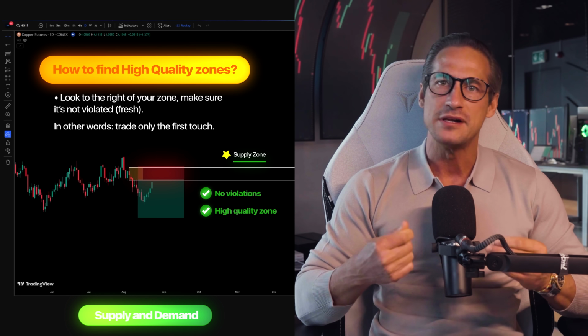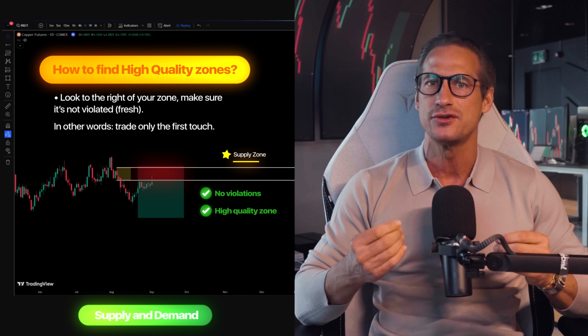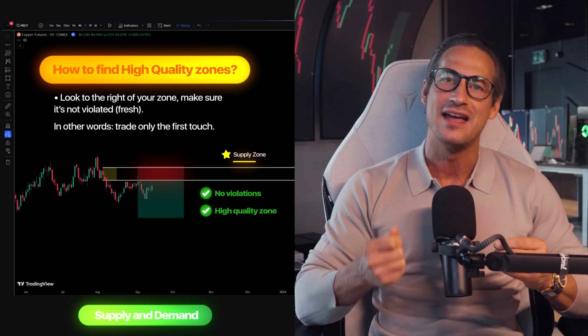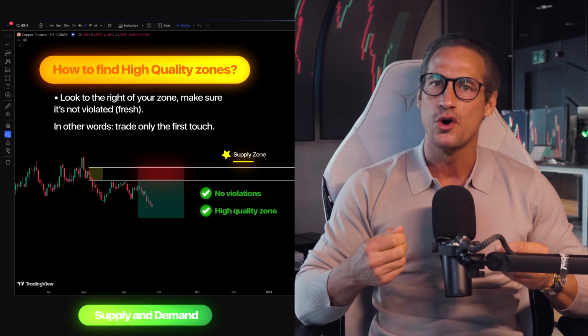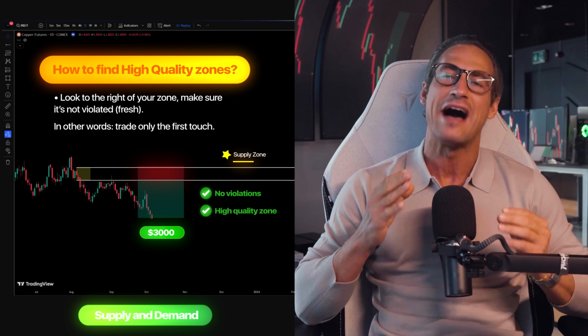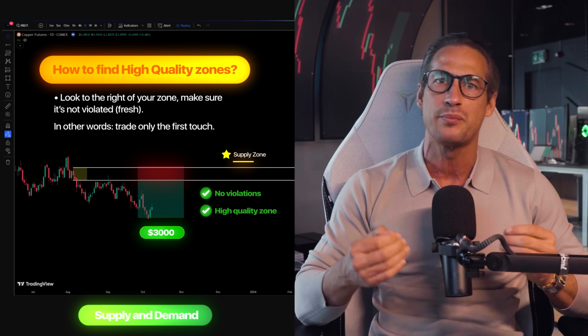This way, we filter out all the lower quality zones and we end up trading higher quality ones. Because now we know they have a larger number of unfilled orders ready to push the price in our desired direction. If you want to learn more about drawing the perfect preferred version for your zones, check out my supply and demand playlist. But let me walk you through it really quickly.